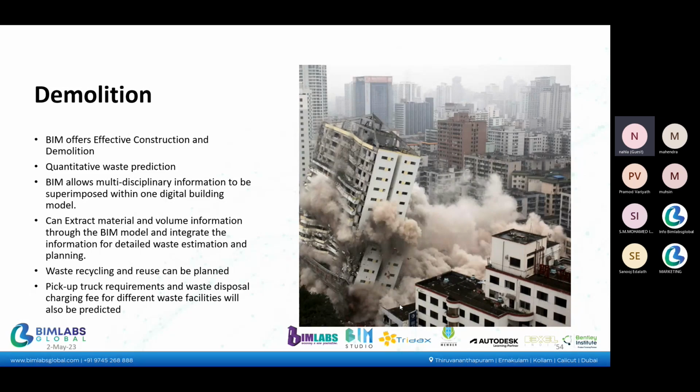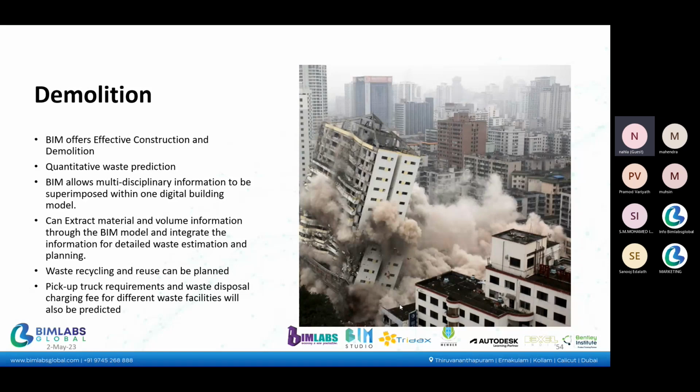Then the demolition stage. I told you that in the operational maintenance stage, building information modeling helps, in that the life of each and every element of the building can be predicted. If any building element is defective, the software will tell us whether it needs to be changed, demolished or renovated. So by using that, we can know about it.